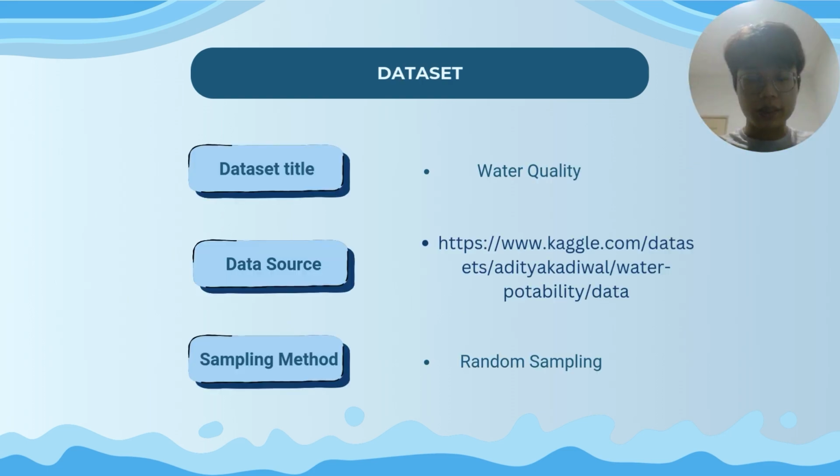Next is our dataset selection. So our dataset title is water quality. The dataset is from Kaggle. It's a publicly accessible dataset. So next, after we select the dataset, our sampling method used is random sampling. This is to minimize the bias of the data.